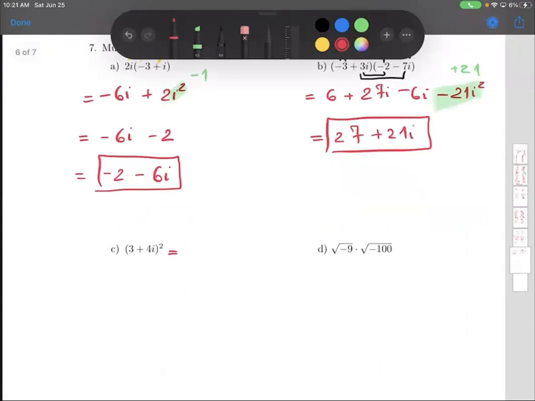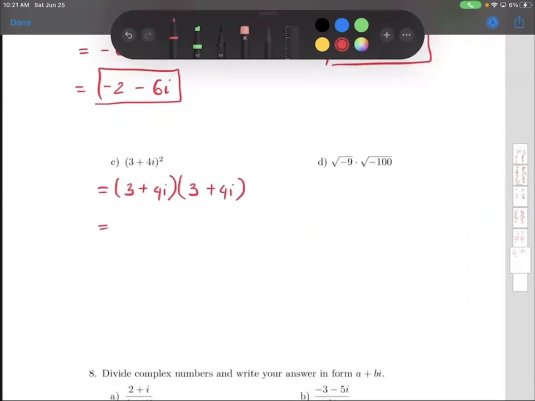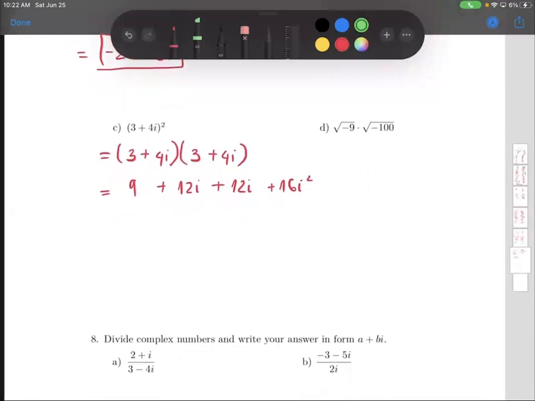C, we're going to expand it and then FOIL it. So 3 plus 4i times 3 plus 4i. FOIL it. 3 times 3 is 9. 3 times 4i is 12i. 4i times 3 also 12i. 4i times 4i is 16i squared. 16i squared becomes negative 16.